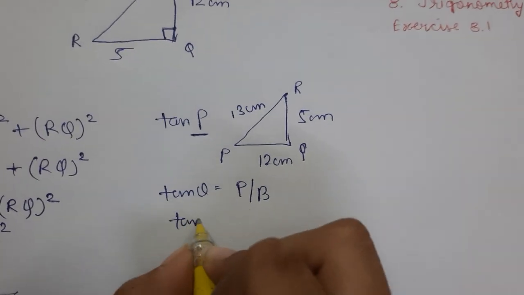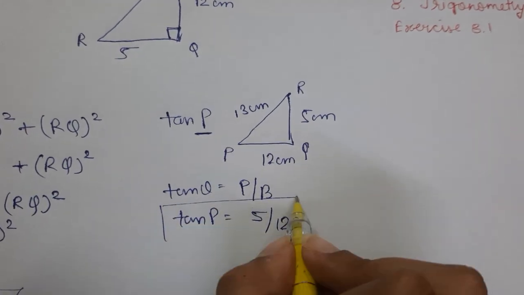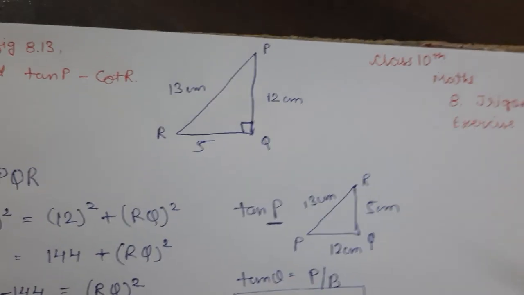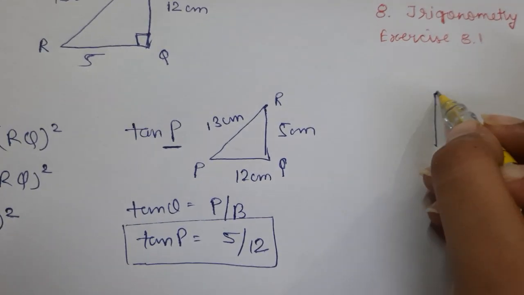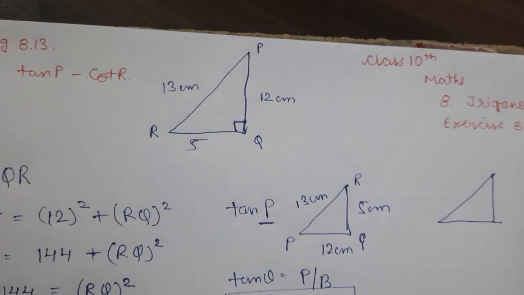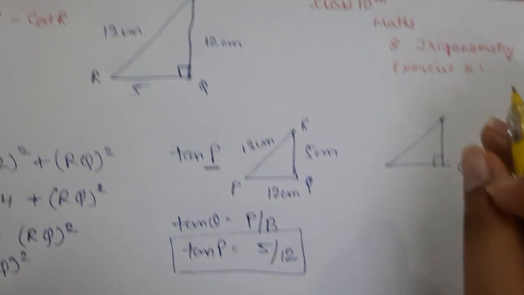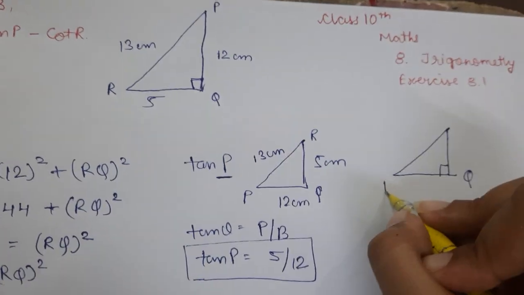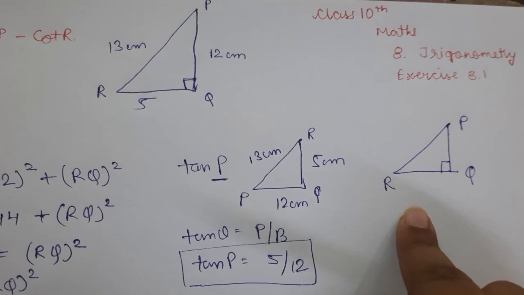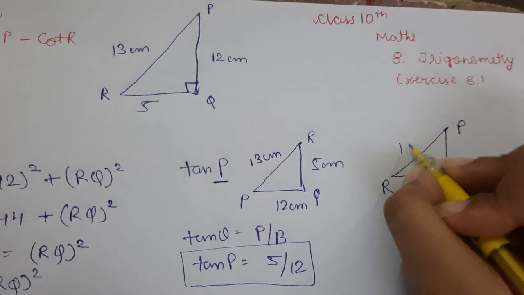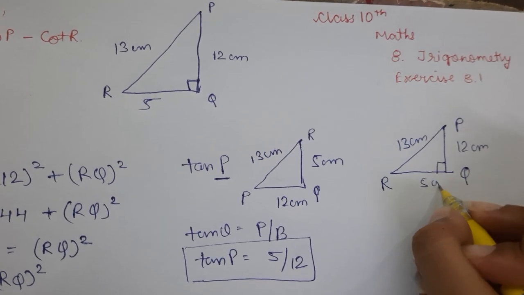So here for tan p it is perpendicular as 5 cm, base as 12 cm. Now to solve for cot r, again we need to draw a different triangle as our adjacent angle has changed. Right angle Q will be same. Now this angle should be R and P. This triangle will be same as given in the question on NCERT. This will be 13 cm, 12 cm and 5 cm.